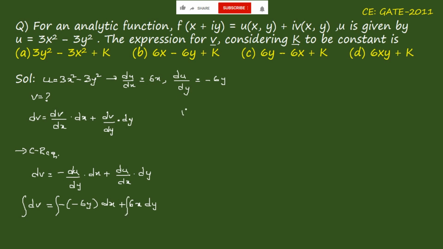Then you get v is equal to 6xy plus, here an x term should not be there. Remember, an x term should not be there. Then it becomes nothing but 0. So plus 0 plus k. So we have v is equal to 6xy plus k. So it goes with option D.